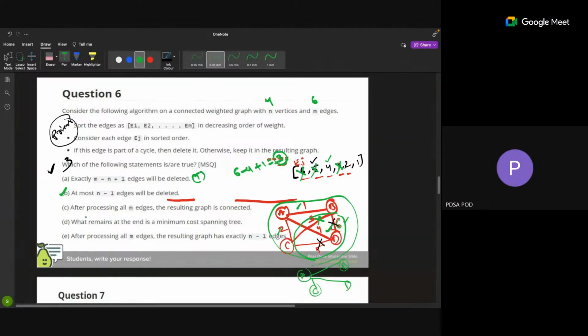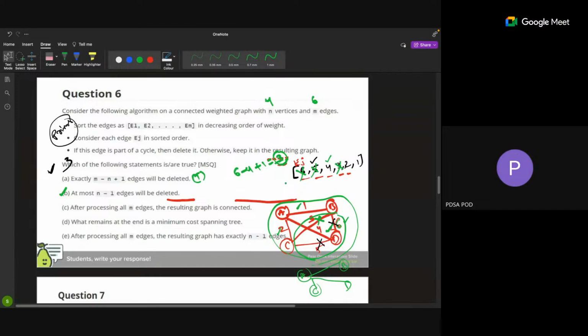Next one: at most n minus 1 edges are deleted. Is it true or not? My vertices are 4, so n minus 1 edges would be 3. Is it always true? M is 6, the edges are 6, so m minus n plus 1 is going to be 3. So 3 edges are removed.